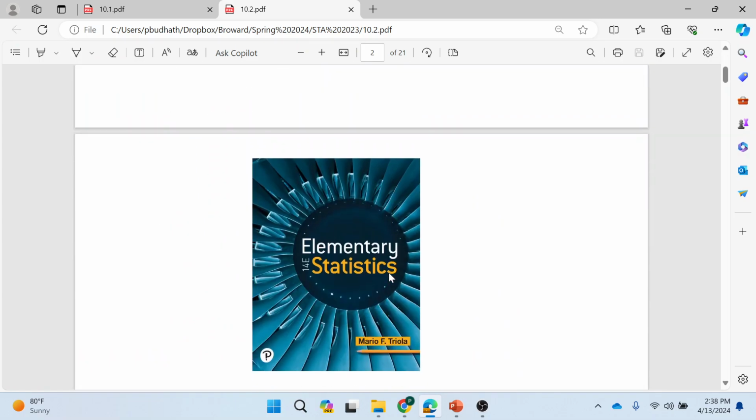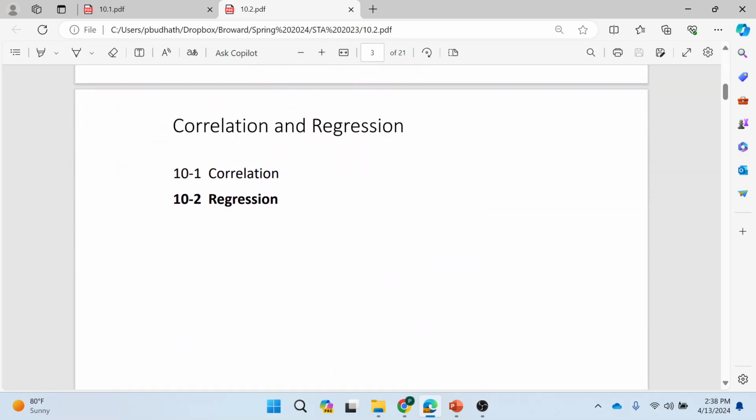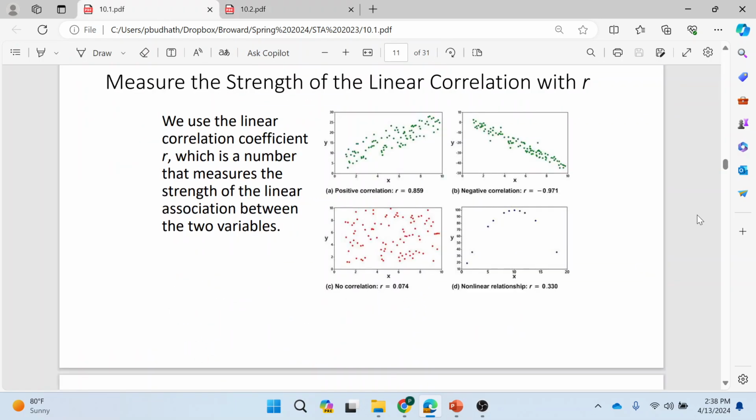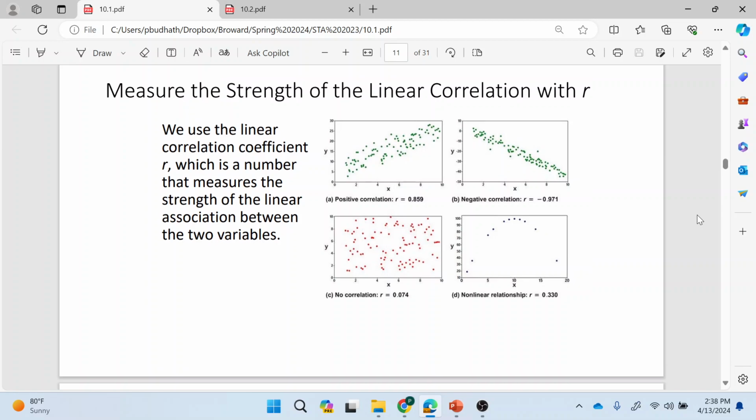Okay, section 10.2, regression. It's a continuation of section 10.1. If you look at section 10.1, we try to find the correlation coefficient, the linear correlation coefficient. If there is a correlation, then you can always find the correlation coefficient, the value of r, as you can see. If r is exactly 1, that means the data sets are highly correlated.